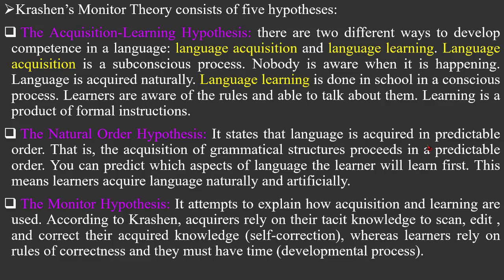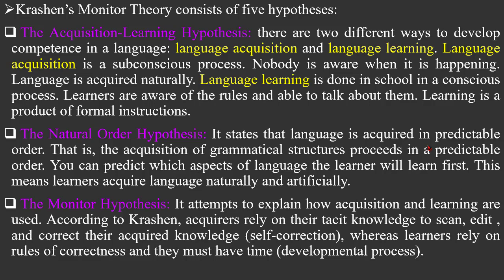In the monitor hypothesis, Krashen explains the difference, not exactly the difference between acquisition and learning, but how these are used. According to Krashen, when you're using your mother tongue, you rely on your tacit knowledge, the knowledge of your language that you acquired naturally, to scan, edit, and correct your language. You correct yourself when you produce language, based on your tacit knowledge.